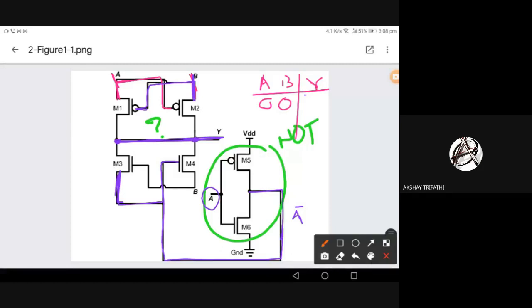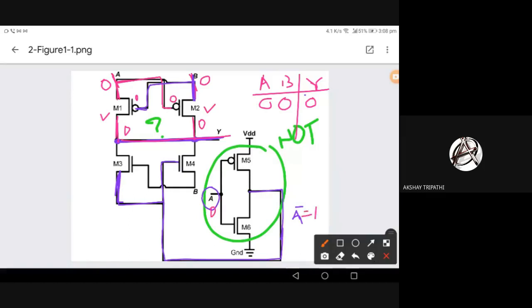So here A is 0, B is also 0. You can see both M1 and M2 are on. Why are they on? Because the inputs A and B are going to the control gate, or they are becoming 0 at the input of these PMOSes. So they are on. Here I'm getting 0, here I'm getting 0, so you can directly see that the output is also 0. Let's confirm with some more analysis. A is 0 here also, so output A bar equals 1.